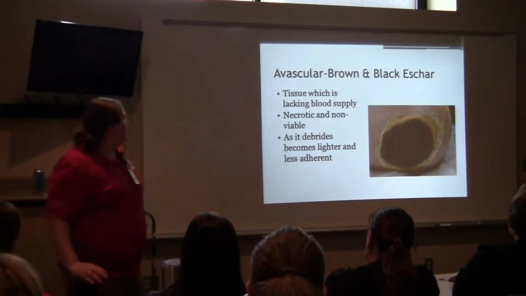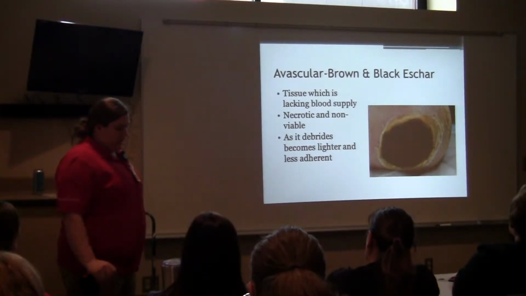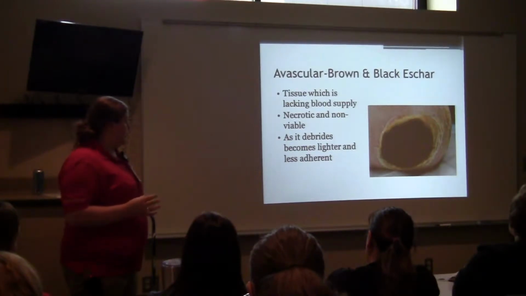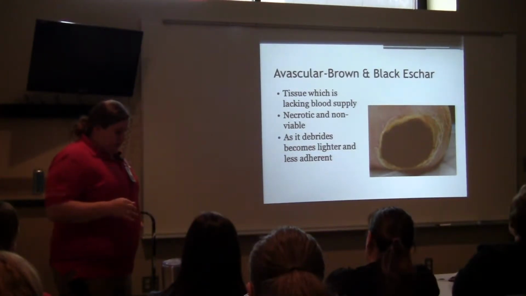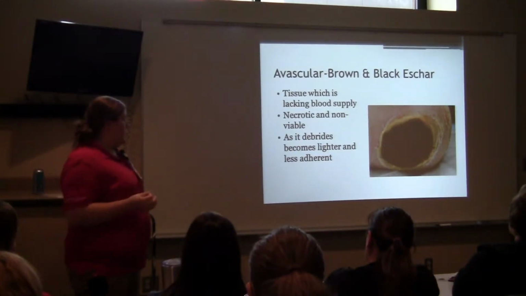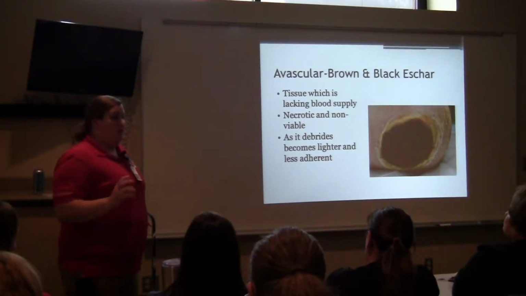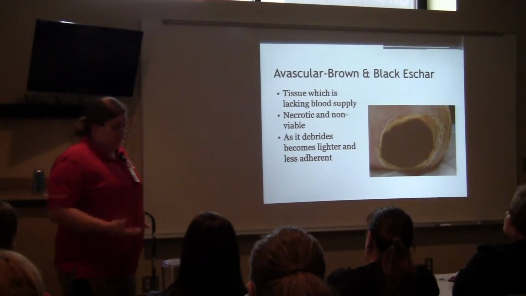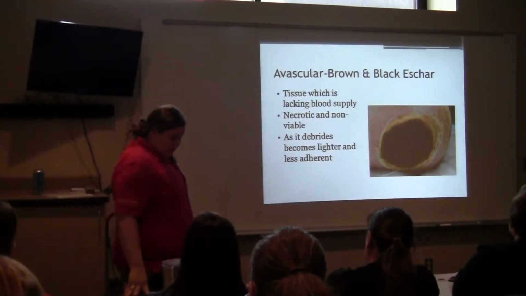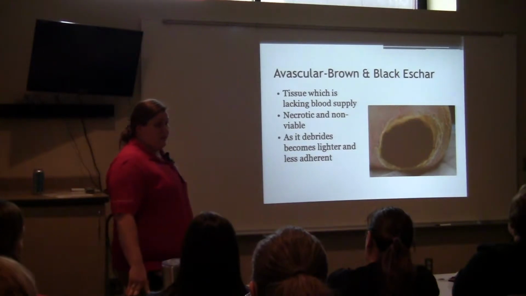So the next one is that avascular brown or black eschar. This usually is dead tissue, lacking blood supply. When it's like this, it's usually hard or firm. If you have nice hard eschar, the likelihood of bacteria or infection is pretty low, but if it's soft and boggy, your likelihood of infection is really high. So if it's hard, we're at low risk of infection, and we can slowly work to debride that area if that's our goal.